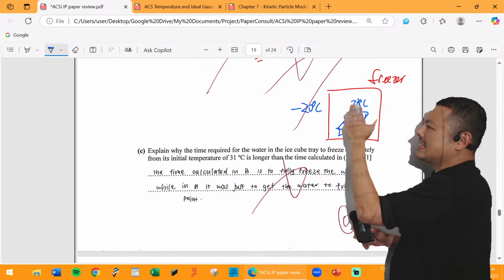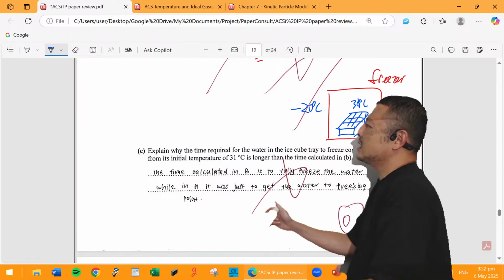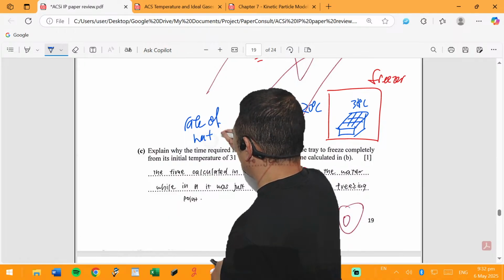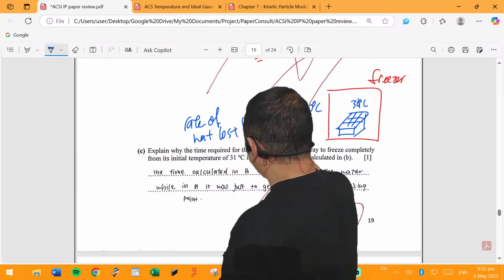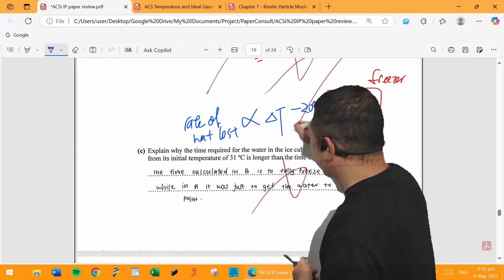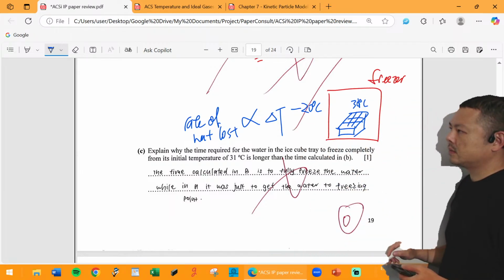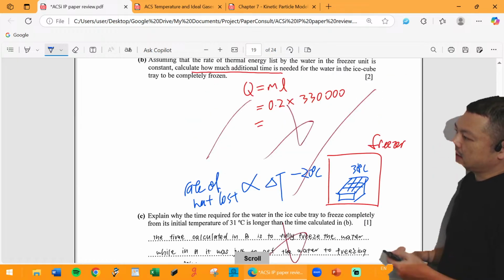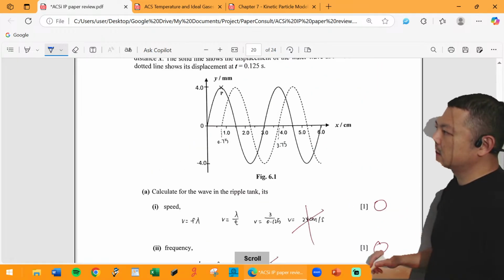This question here is a good question because rate of heat loss is proportional to temperature difference. Okay, right, so this one here. Next one.